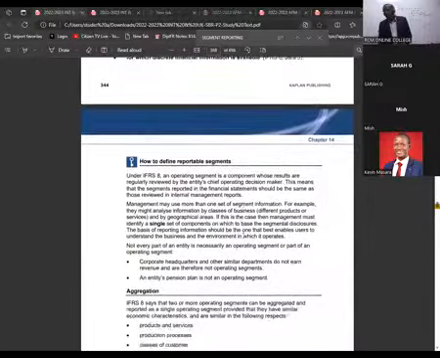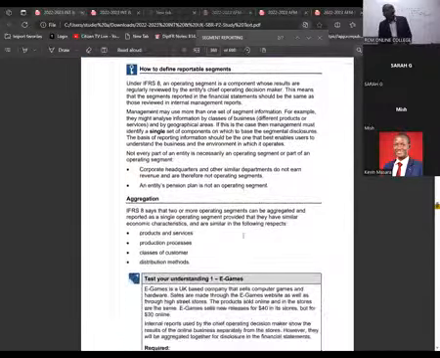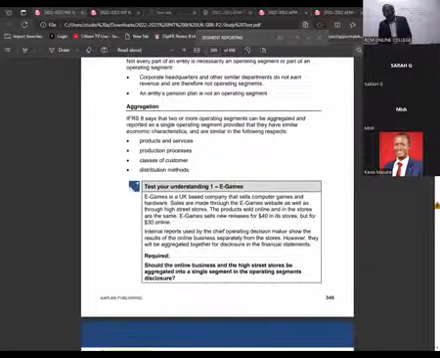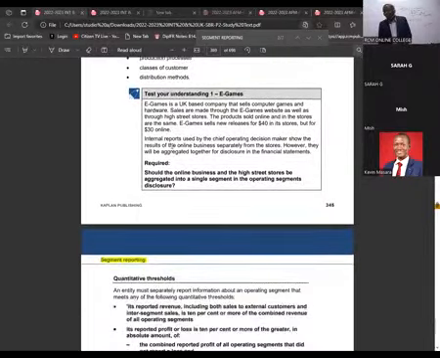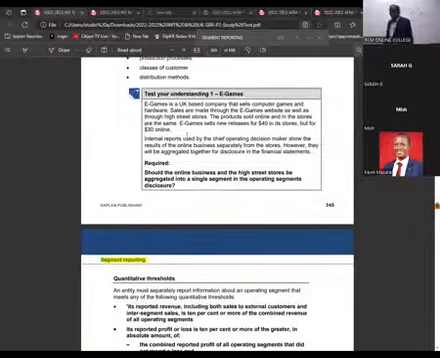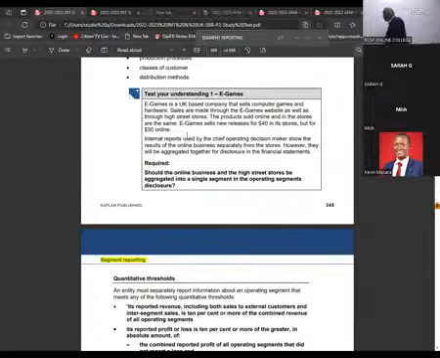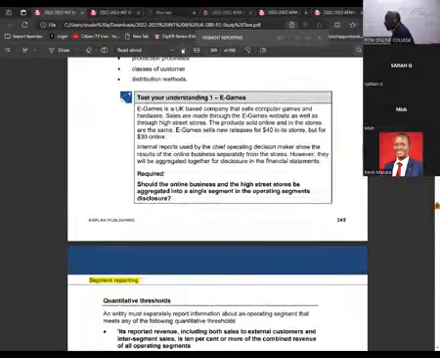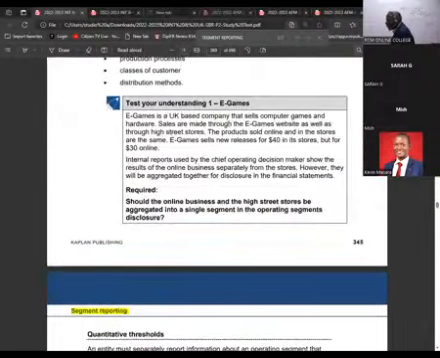Ladies and gentlemen, I would want to take you straight away to something very, very important here. Aggregation already I've been able to explain, and they even are testing us here whether we are able to understand this concept of aggregation, and I would want to read this very fast. eGames is a UK-based company that sells computer games and hardware.